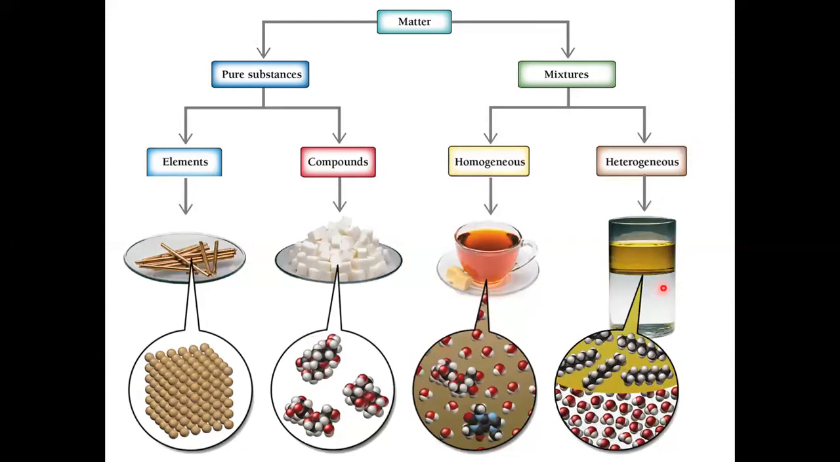Heterogeneous mixtures, we see these two layers of matter in this cup, and the matter on the top is oil. The matter at the bottom is water. So therefore, it's heterogeneous. They are not uniform. The top and the bottom are different. And in this homogeneous mixture, top and bottom are the same. You cannot tell the difference with your naked eye.